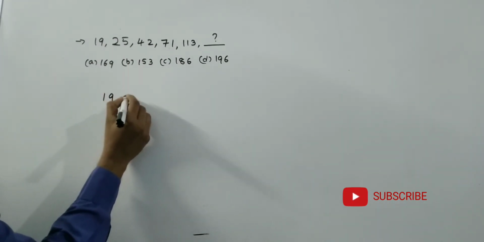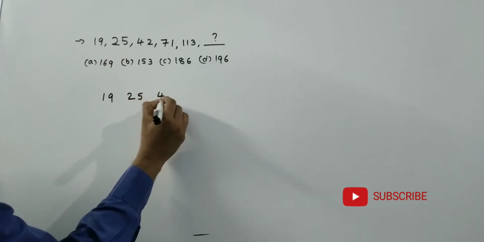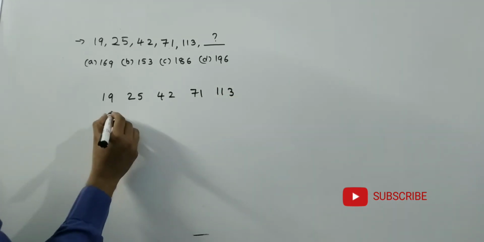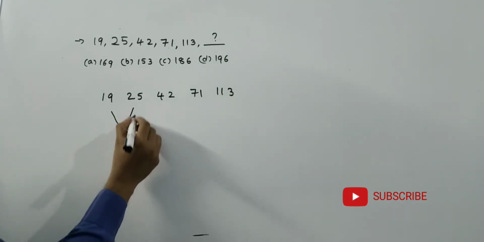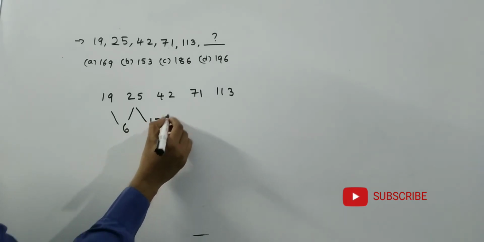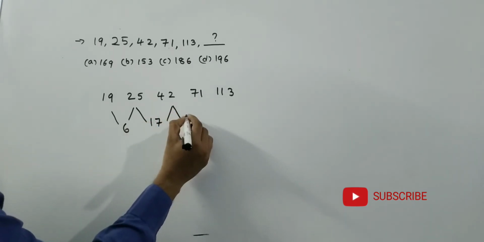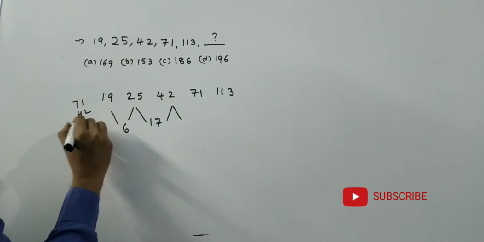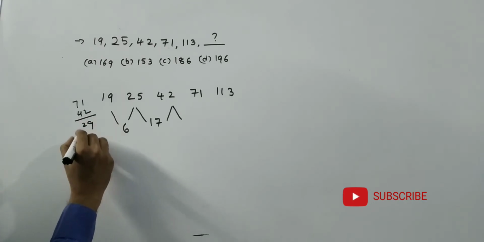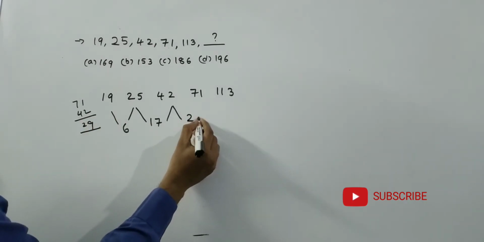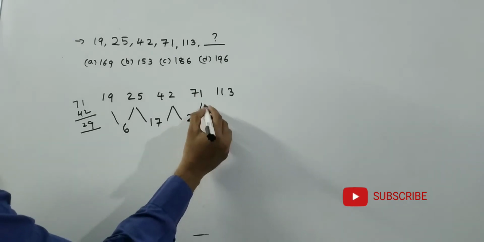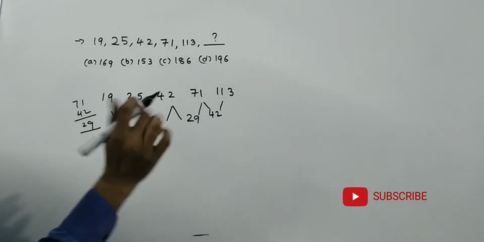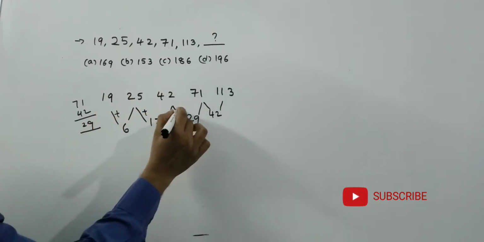See 19, 25, 42, 71, 113. What is the difference here? 6. Here? 17. Here? 29. Here? 42. See friends, you just observe, every time he is adding.